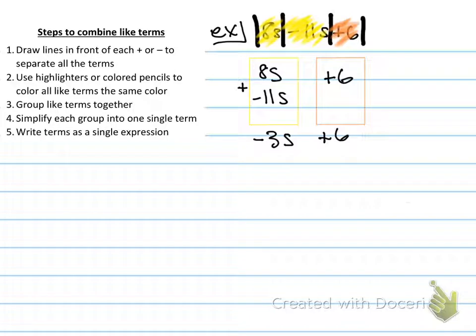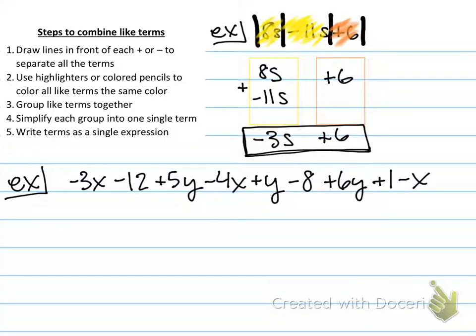So now that we have simplified each group, we're just going to write the terms as a single expression, and I kind of already did that right here. My expression is negative 3S plus 6. Here's an example that has way more terms. It's much longer, but if we follow our steps, we will get to the correct simplified expression.